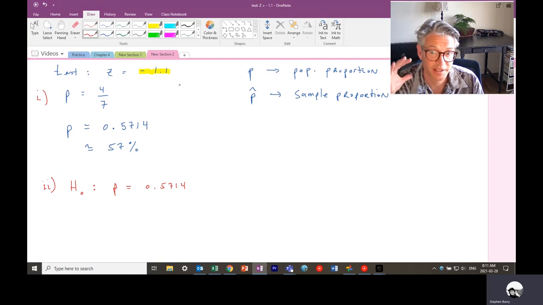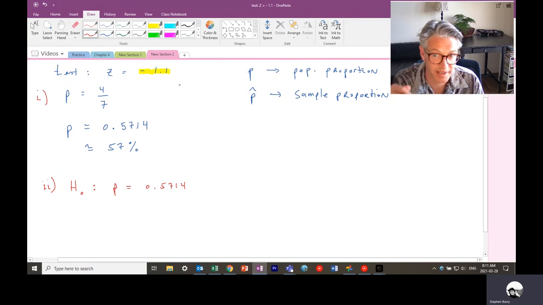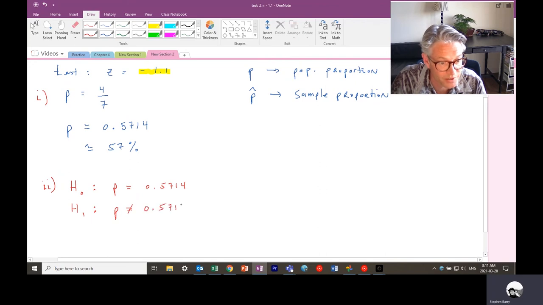Right? If I said test the claim that the population is less than 4 out of 7, then that would be a one-tail test. But because they say just test the claim that it is, this tells you that you're doing a two-tail test. And this is why I wanted to take the opportunity to bring this up, because in my previous videos on hypothesis testing, it was always one tail.